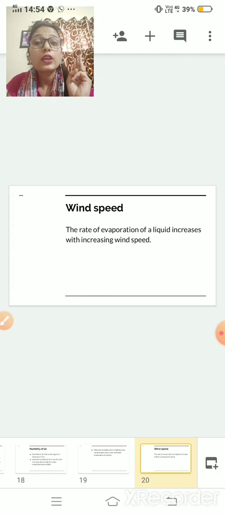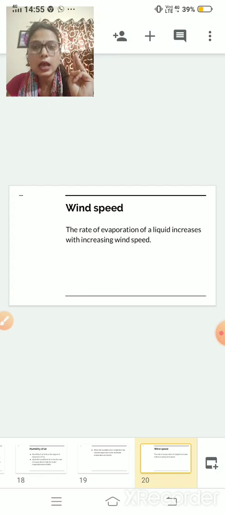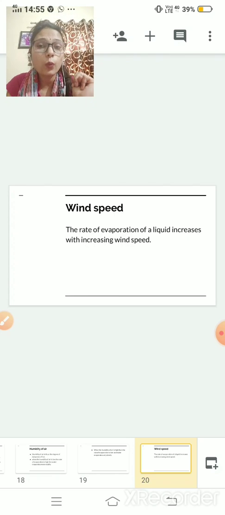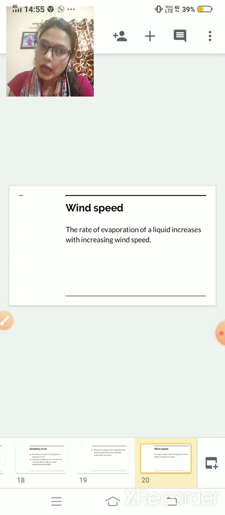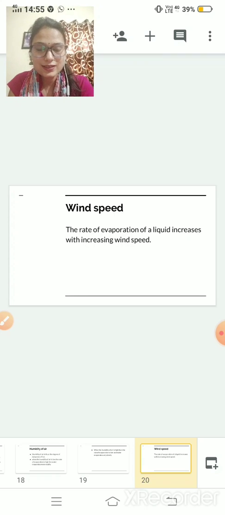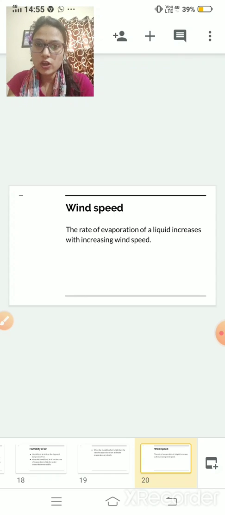Third is humidity of air. If the air is more humid, the rate of evaporation is less. If the air is less humid, the rate of evaporation is high. And the last one is wind speed. If the wind speed is high, the evaporation process is also high. Clear this? Shall we move on to the next topic?